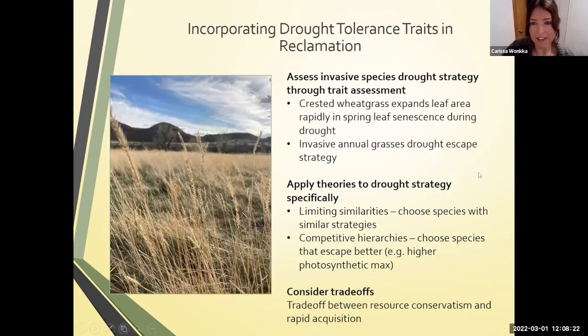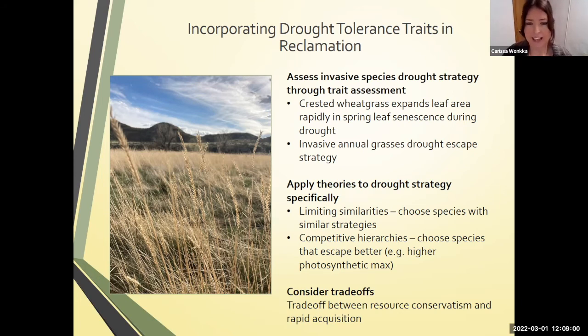And so thinking about this with regards to our crested wheatgrass study, if we wanted to think about how do we account for drought during our trait selection. So crested wheatgrass is one of the types of species that expands its leaves rapidly during the spring and then senesces during drought. So it kind of has a drought escape strategy, but also a bit of a drought tolerance strategy. And then something like cheatgrass or our other annual invasives, they do this drought escape where they reproduce really early. They have high photosynthesis and reproduce a lot. And then they are done with their life cycle during the drought.